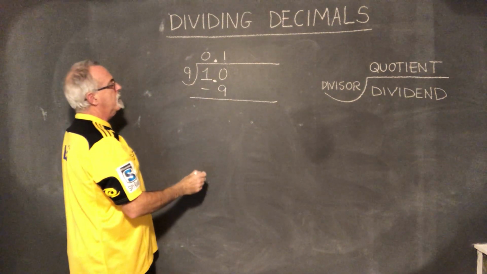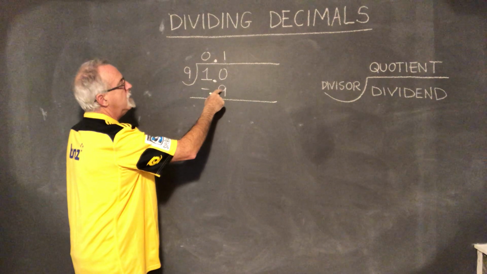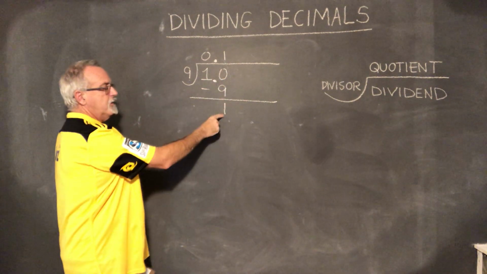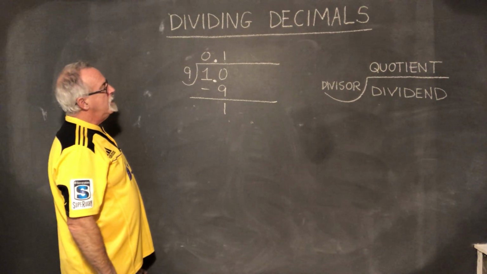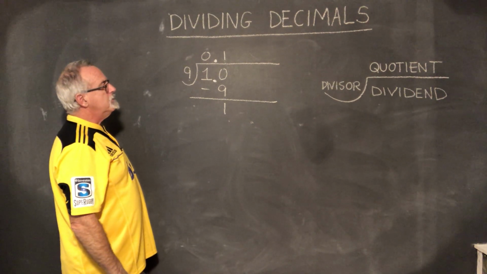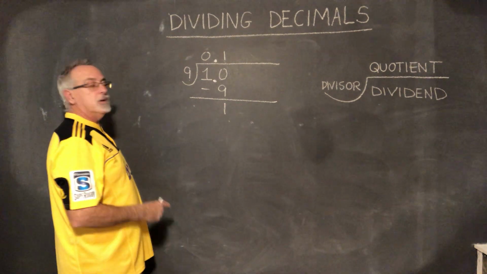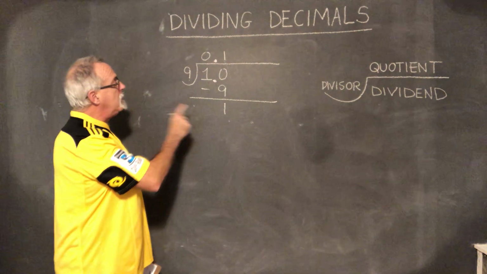Make the line go all the way across. 10 minus 9 is 1. So I'm switching over to this type of 1. But that would be my remainder, I guess. No, we're not doing that anymore. We're doing dividing of decimals, so we keep going.